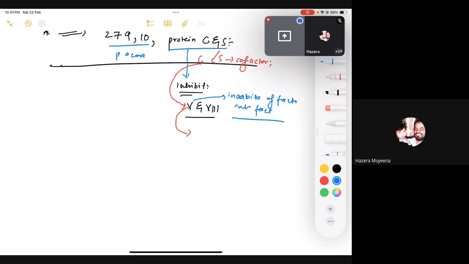But what if, due to certain mutations, the factor 5 genetics are changed? So now what would happen? Protein C and S cannot inactivate factor 5. If we cannot inactivate factor 5 due to genetic deficiency or mutation, what happens as a result? This individual is going to end up in a hypercoagulable state. Is that right?